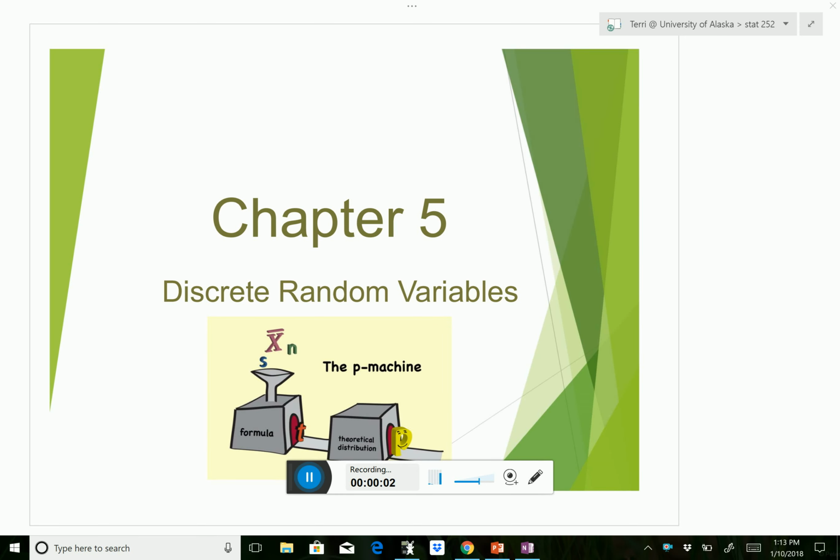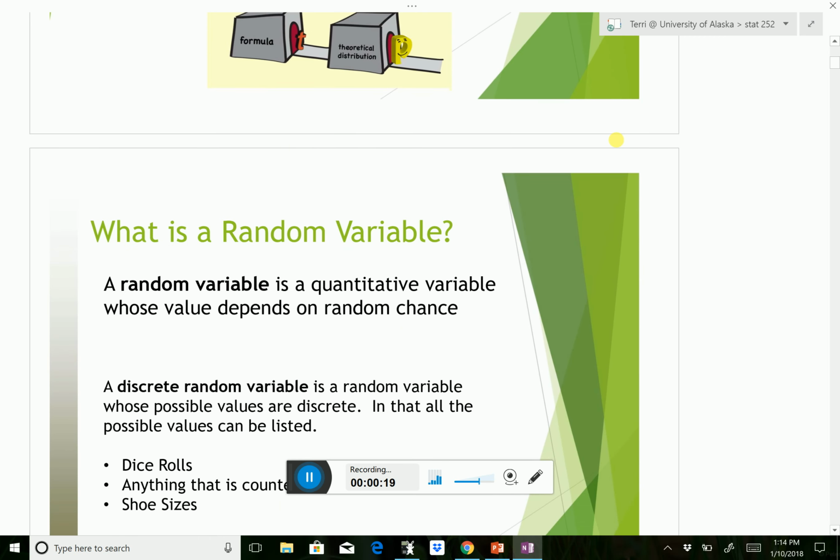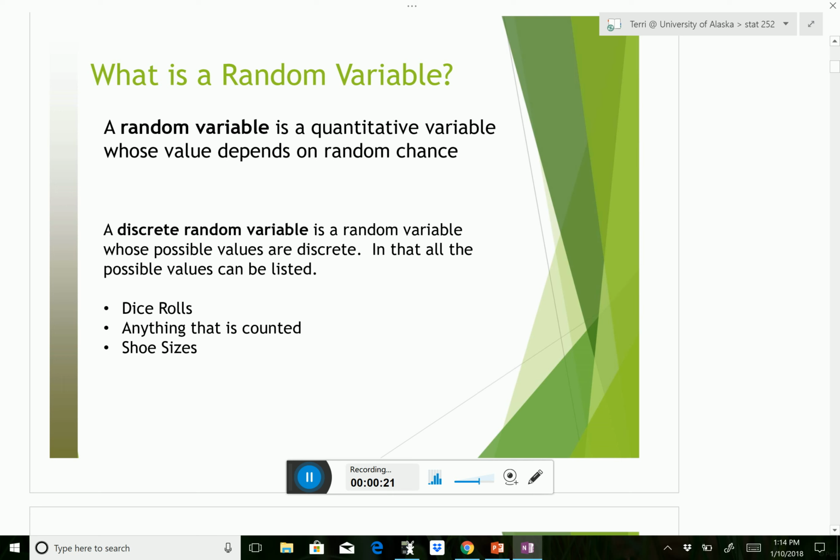Well, congratulations! You made it through crazy chapter 4. So now we can start on chapter 5 and we can do some discrete random variables. Probably something you haven't heard before are the words random and variable put together. So, let's talk about what a random variable is.